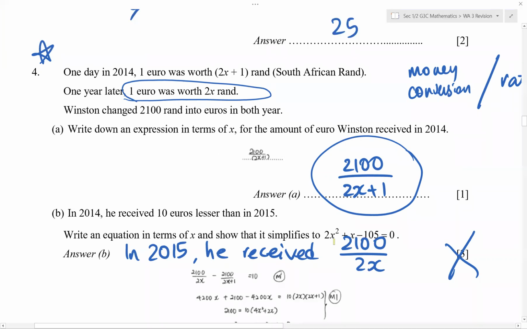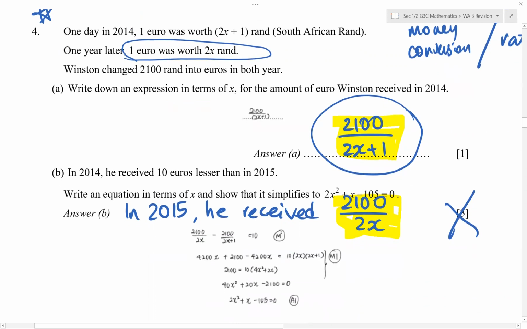With this, we can now compare the amount he received in 2015, which I'm going to highlight, versus 2014. One of them is bigger than the other, and the difference is €10. Now look at the highlighted portions. What is the difference between them? Numerator same, right? Denominator same? No, not the same. Which denominator is bigger, the +1 or the one without +1? The +1 is bigger, right?